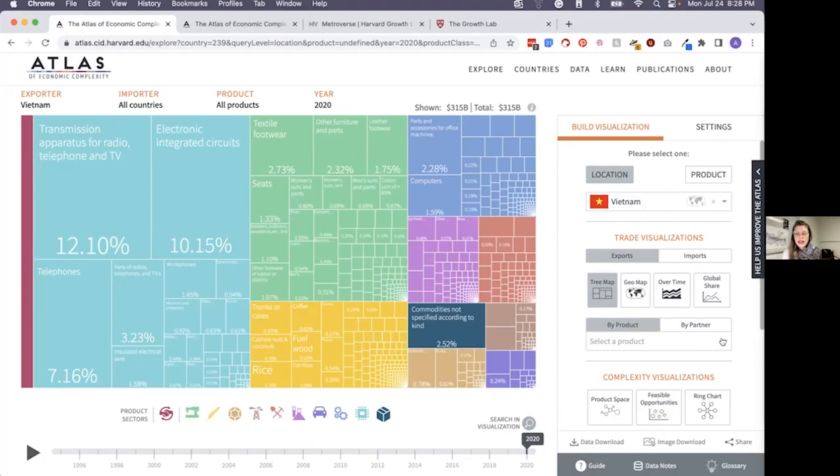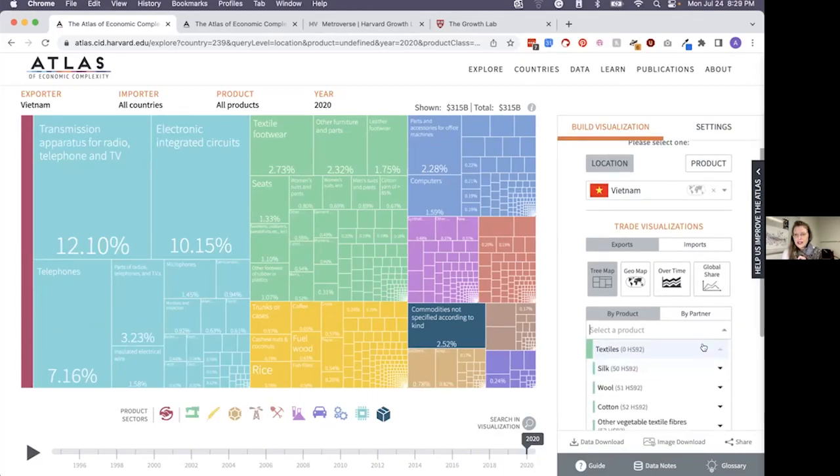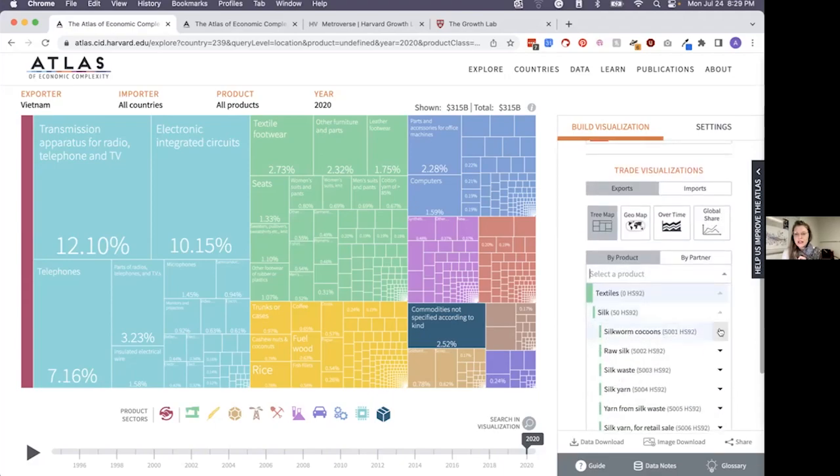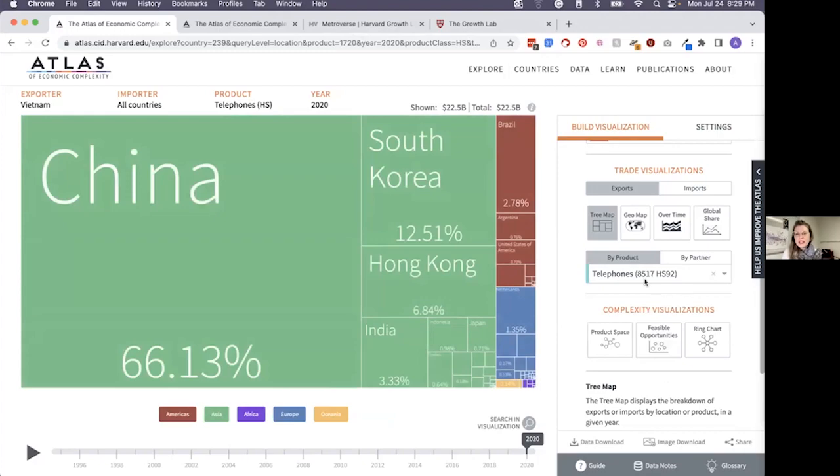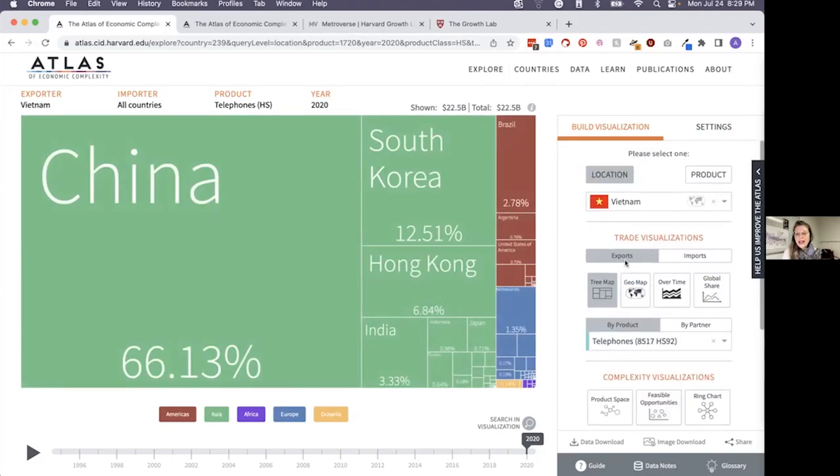But I might come in here and say, I actually am very interested in a specific product. I mentioned that the Atlas has over 6,000 products and services, which you can search here. So we've nested them all really nicely in this drop-down menu, if that's how you like to explore. I have a funny feeling that in this group, there are people who know the product trade codes. So you can always come in here and search by product code. And you can, of course, come in here and search by name as well. And here you can see that when I look for Vietnam's exports by product, in this case, telephones, I now see its trading partners.